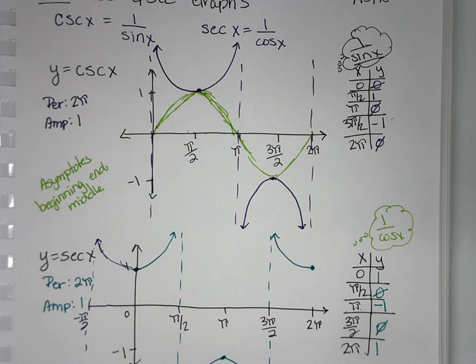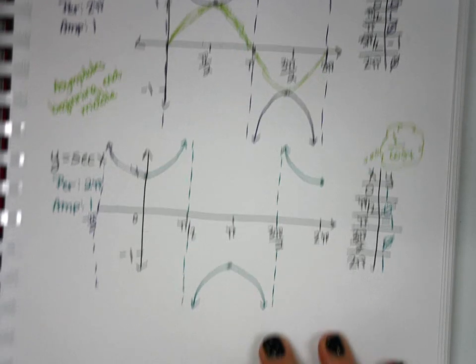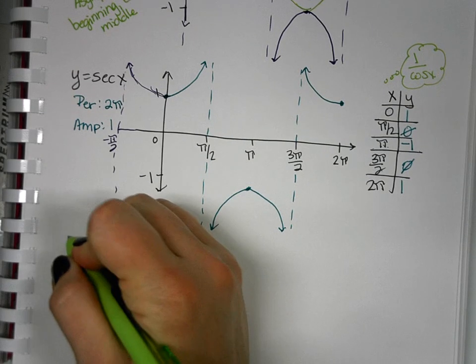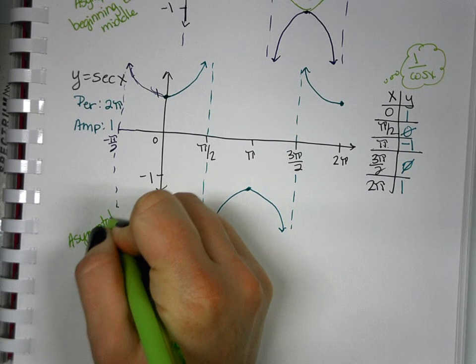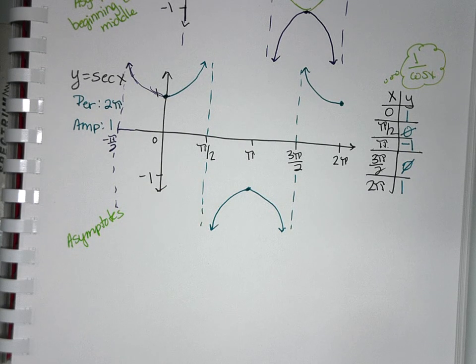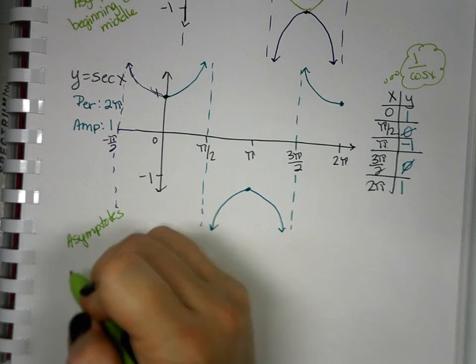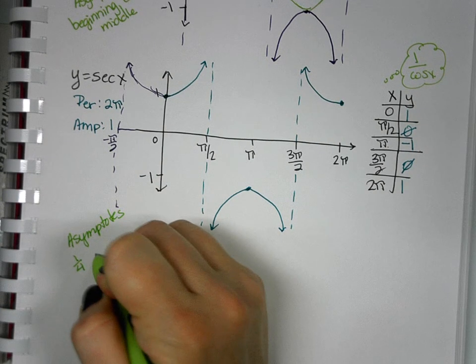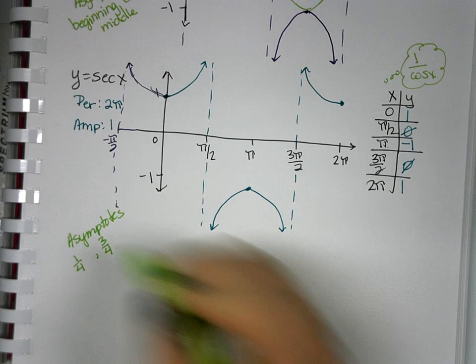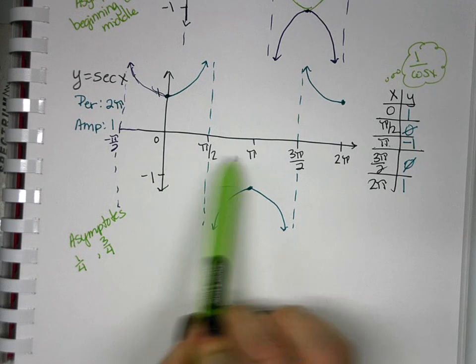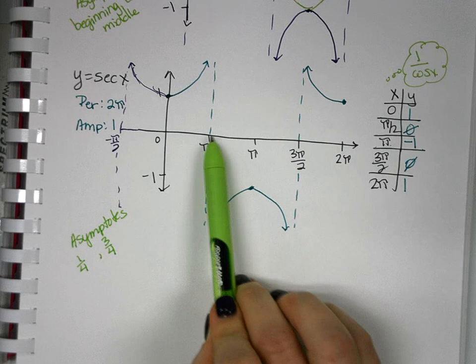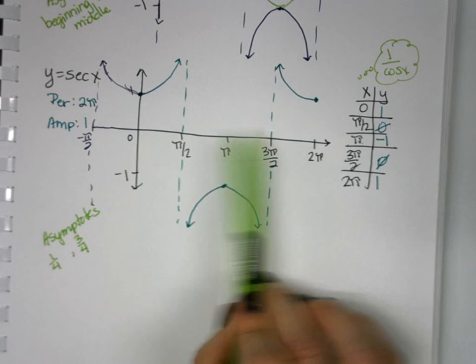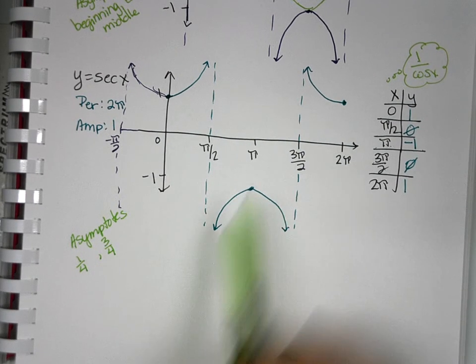Now for secant, our asymptotes fell, excuse me, at the 1/4 mark and the 3/4 mark. So if you think of how these are all broken into 1/4, 2/4, 3/4, 4/4, it's at the 1/4 and the 3/4 markings where your asymptotes fall.